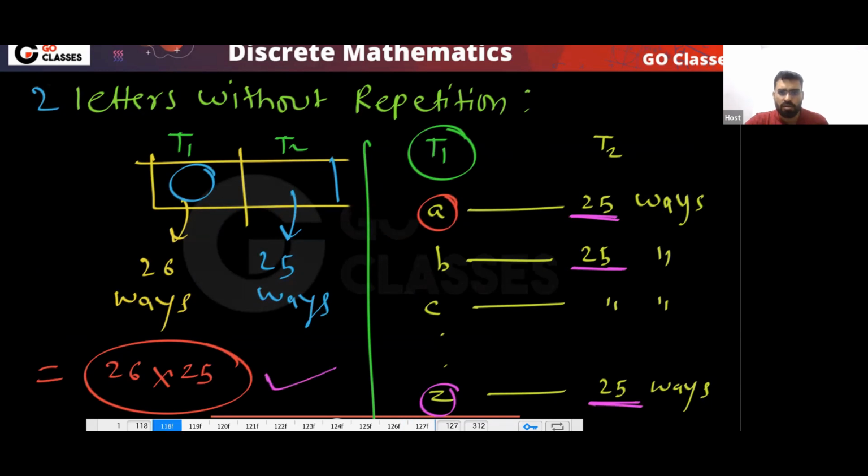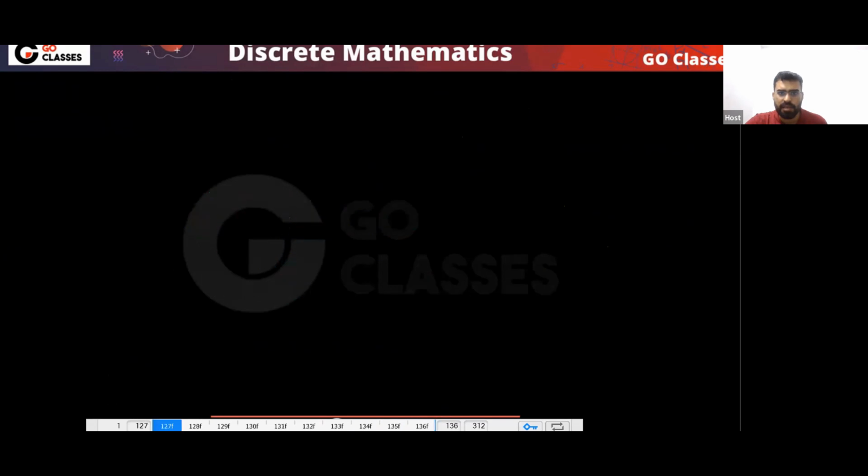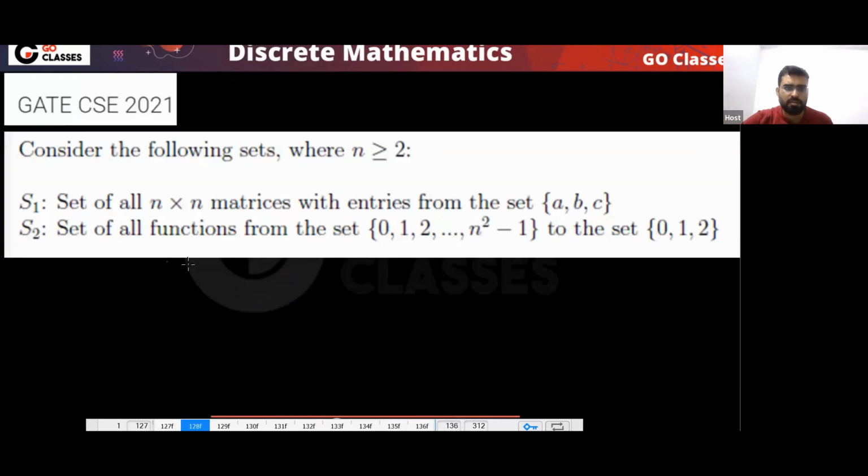Okay, let's move on. Let's solve this GATE exam question. This is your GATE 2021 question. Can you try? This is on the product rule. So what is the answer for this? How many n by n matrices with entries from this set can you create?